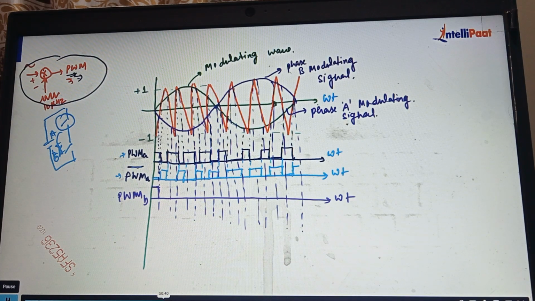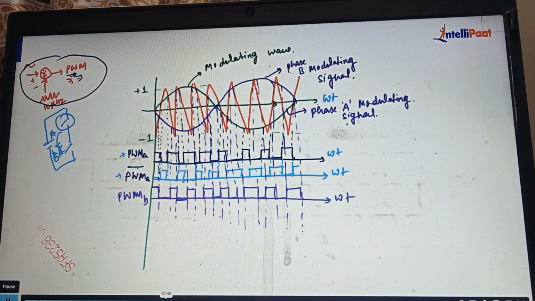PWM-B is on. Now in this section, the triangular wave is higher than this, so it will be off. In this section, the triangular is lower than the modulating signal, so it will be on, off, right? And then on, off, and then it would be on, and then off for this time period, and this would be on, right? Off, and no, in this section, yes, it would be off, and then in this section it would be on, and then off, on, off, and then on. Okay? So this way we have PWM-B.